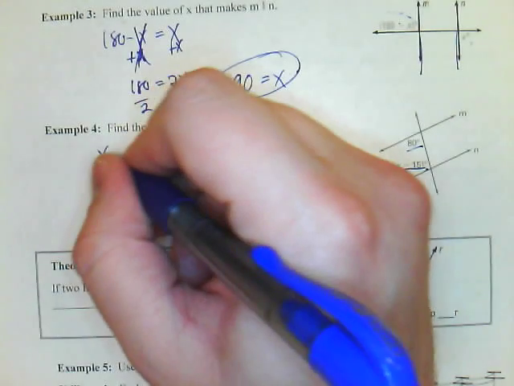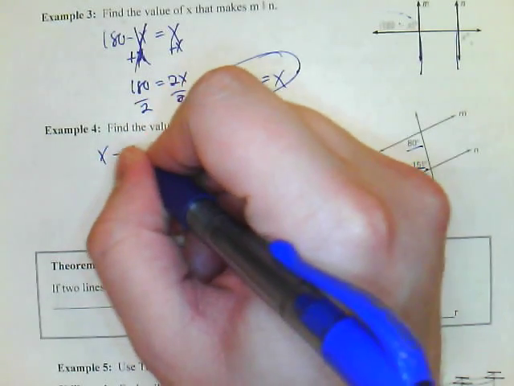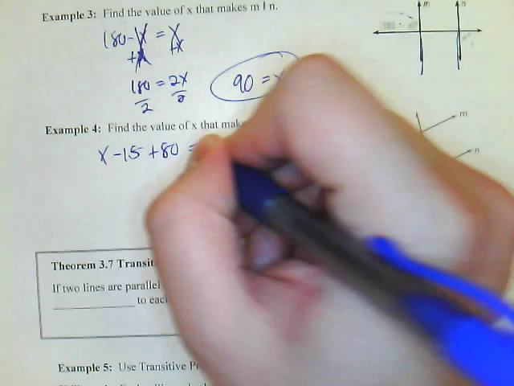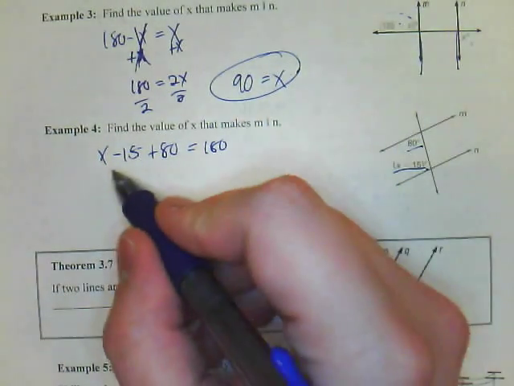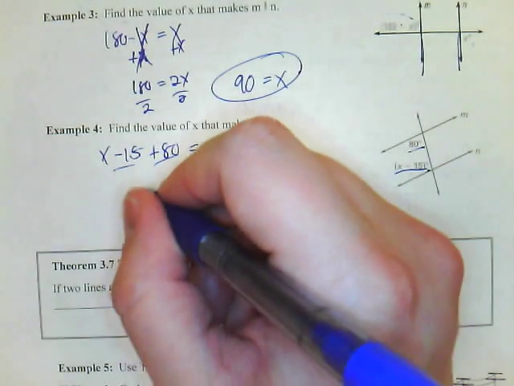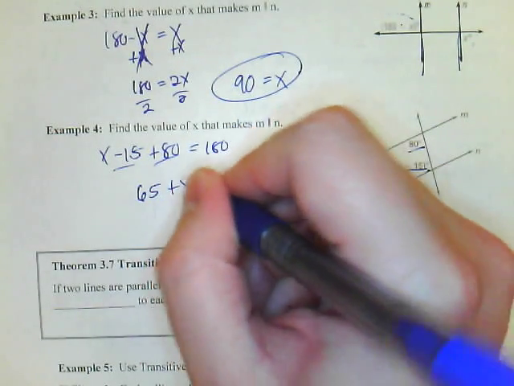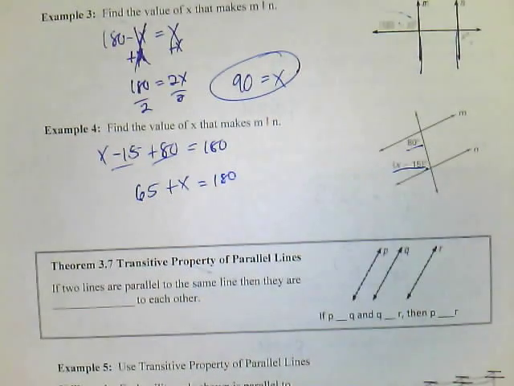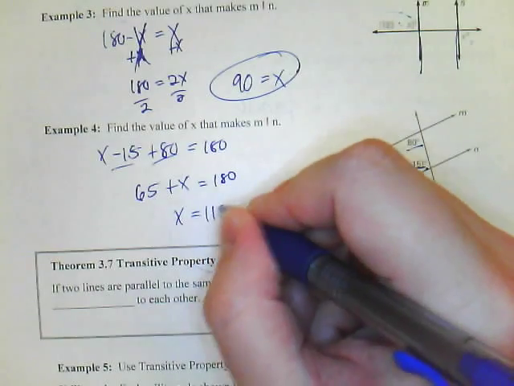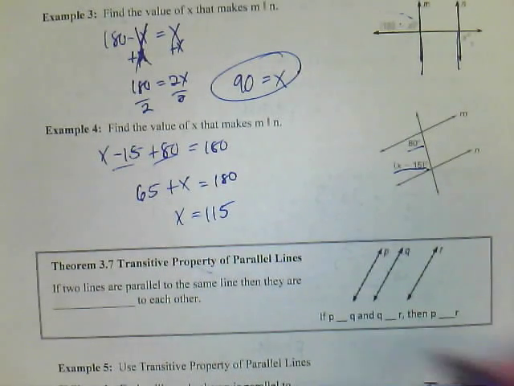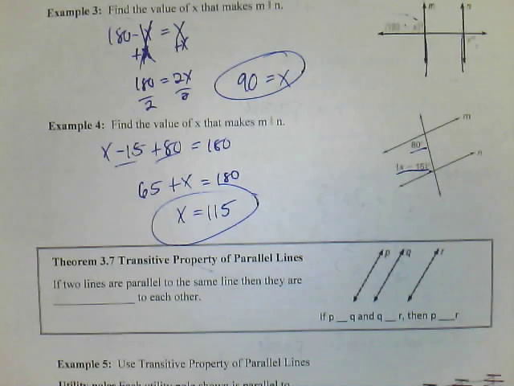So if we take x minus 15 and add to it 80, we should get 180. Let's combine like terms here. Negative 15 and positive 80 makes 65. Then we can subtract 65 from both sides to get that x must be 115. And that's it. Again, in the instructions here, we were not asked to find the angles. We were just asked to find the value of x that makes those lines parallel, and that value of x is going to be 115.